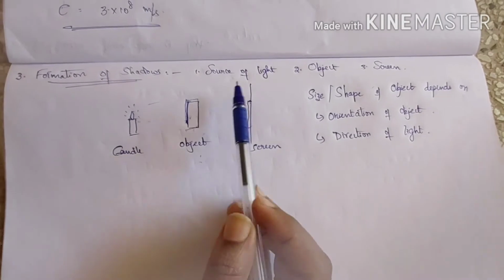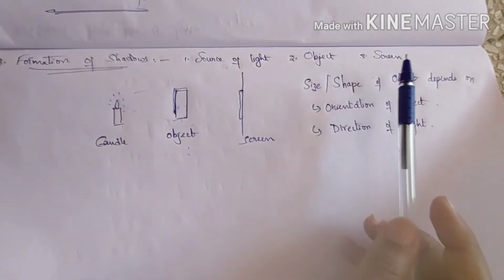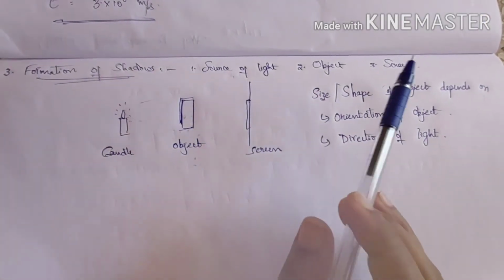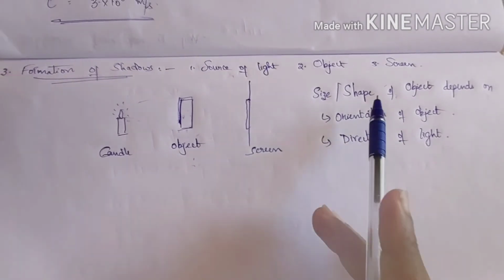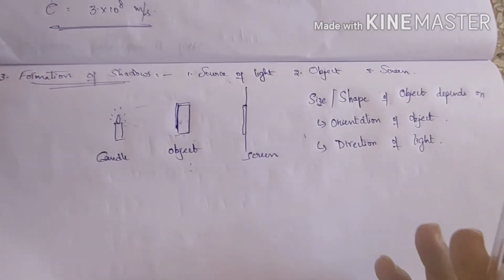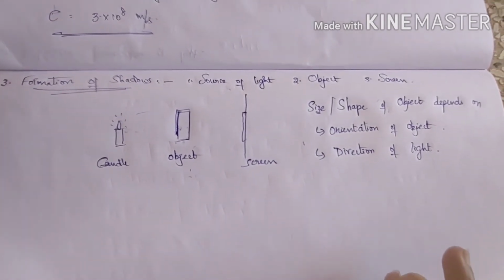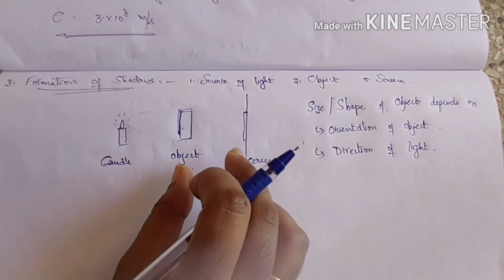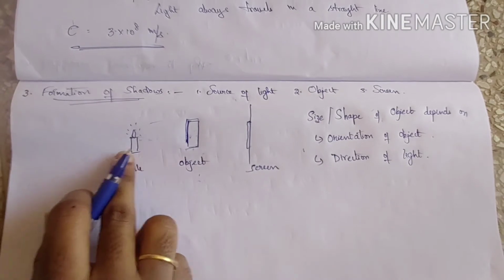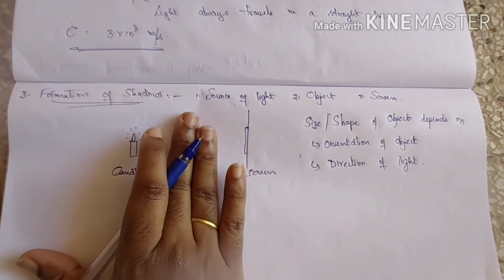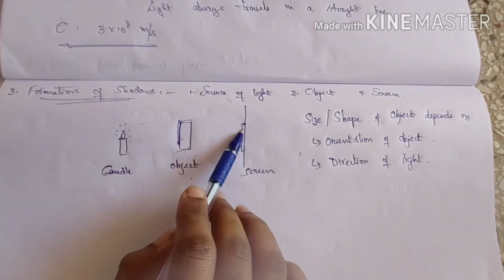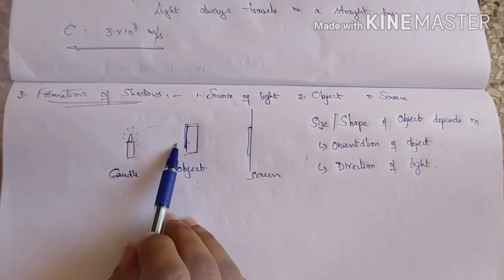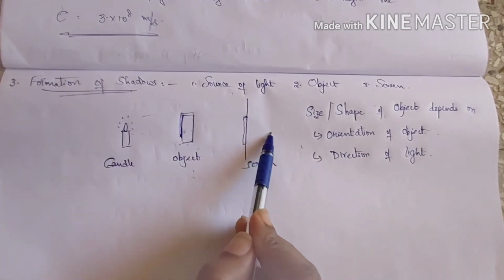So here you have a source of light, object, and screen. Always remember, shadows always form on the screen, not on anything else. The screen may be anything, the ground, the wall, or whatever it is. So the definition is: a shadow will be formed when an opaque object comes in the path of light. If there is no opaque object, the light will directly fall onto the wall, right? If I keep an opaque object, the shadow will be formed over here.